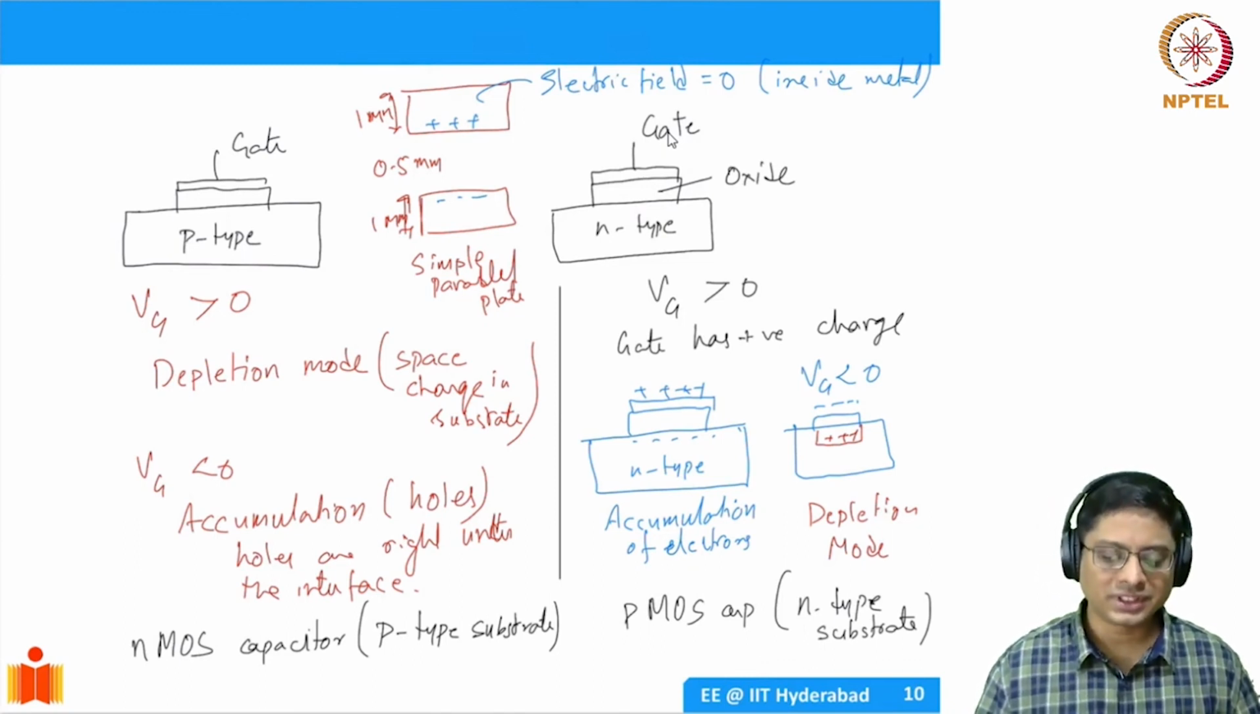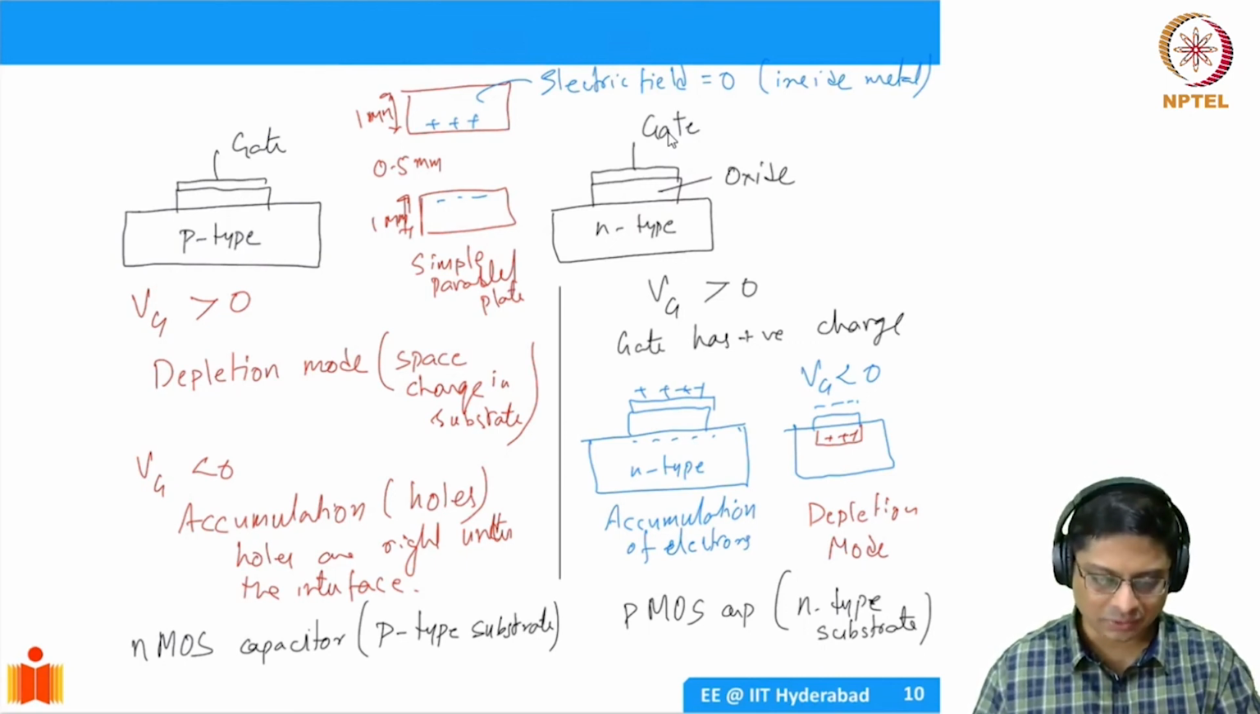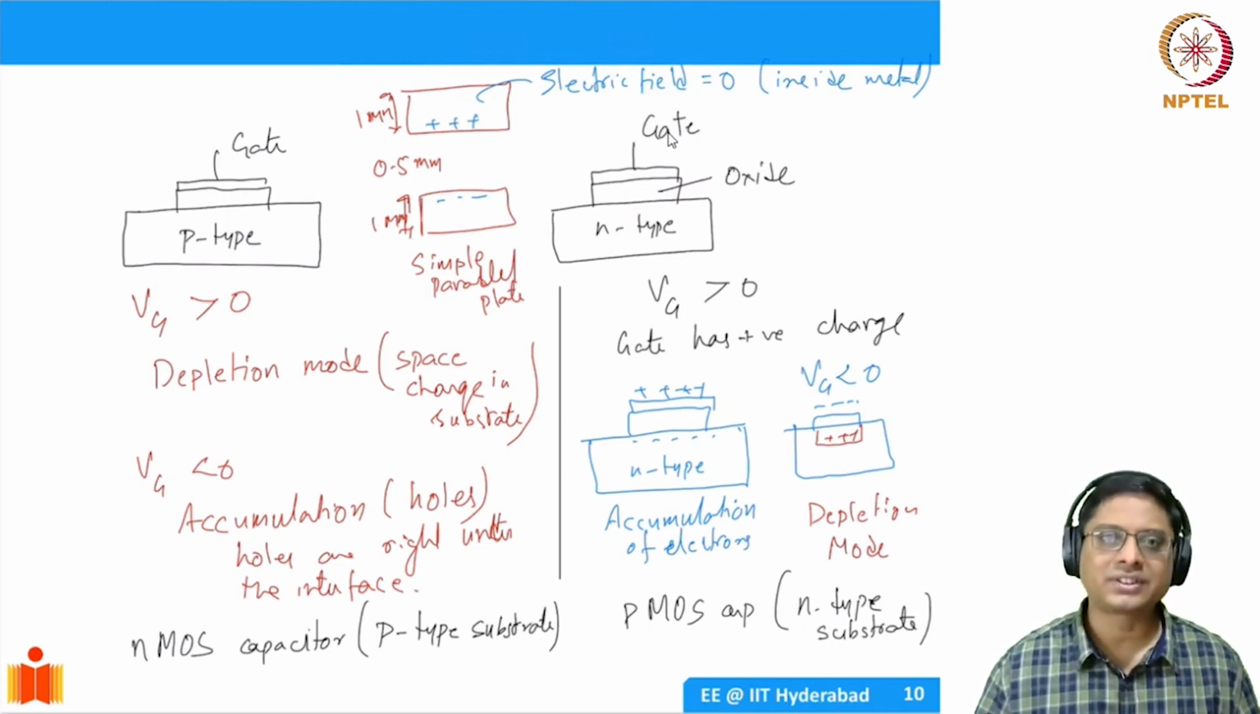Okay. So this is the simple picture of what's happening. Now we would like to understand in a little bit more depth. We will want to talk about band diagrams. I'll do that in the next video.